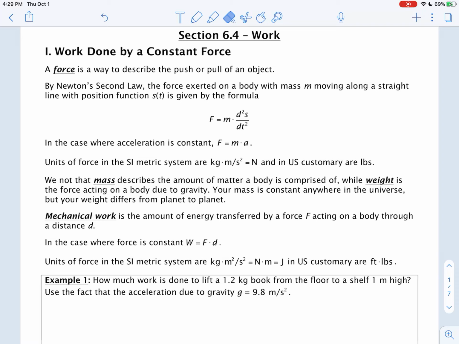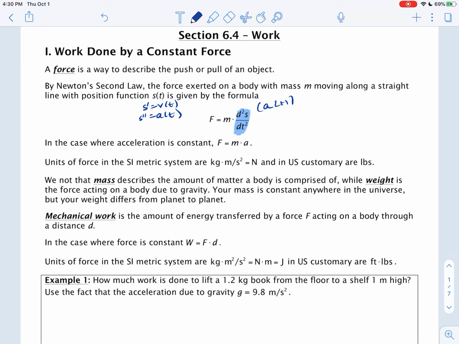And we know that from Newton's second law, the force exerted on a body with mass m, moving along a straight line with the position function s of t, is given by the formula force equals mass times acceleration. And if that is the position function, remember your derivative s prime would be your velocity, and your double prime would be your acceleration. This is the second derivative d2s/dt squared, that is a second derivative a of t. Most people who study physics or engineering recognize that formula as force equals mass times acceleration.